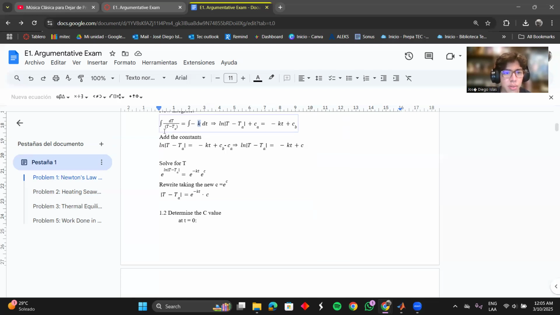Also, you know that the integration of 1 over x is the natural logarithm of x. So we have the natural logarithm of T minus Ta plus the constant, and the integral of dt is just t. That's simple. So we obtain this part.